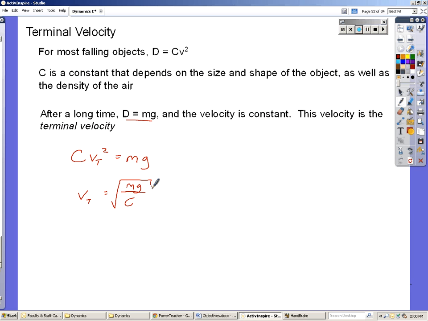And there we go. So some things you can notice about this. If you want to have a high terminal velocity, you want something with a large mass but a small value of c, which means that if c is small, you want it to be aerodynamically shaped and relatively small in size. Now, for other objects, drag force is proportional to the speed, in which case the math gets even easier.